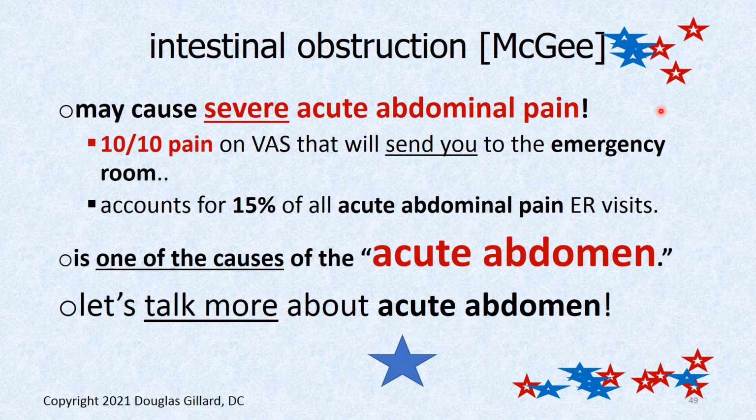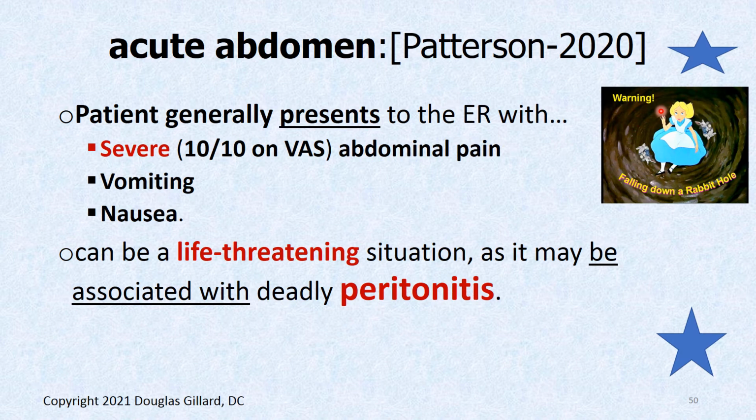and the intestine has little pain sensors in there that will respond to stretch and cause horrible pain. And it is one of the common causes for acute abdomen. Remember, that's the 10 out of 10 horrible pain. You'll go to the hospital no matter if you have insurance or not. You will go to the hospital because you think you're dying, and you might be dying. And let's fall down a rabbit hole. Let's talk about acute abdomen. I thought I talked about it, but I guess I didn't.